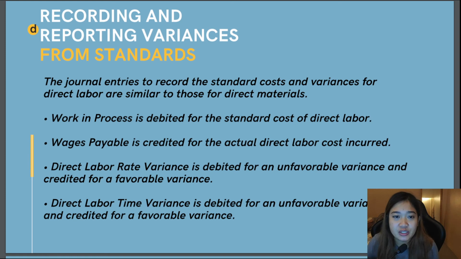The journal entries to record the standard costs and variances for direct labor are similar to those for direct materials. These entries are summarized as follows. Work in process is debited for the standard cost of direct labor. Wages payable is credited for the actual direct labor cost incurred. Direct labor rate variance is debited for an unfavorable variance and credited for a favorable variance. And lastly, direct labor time variance is debited for an unfavorable variance and credited for favorable variance.